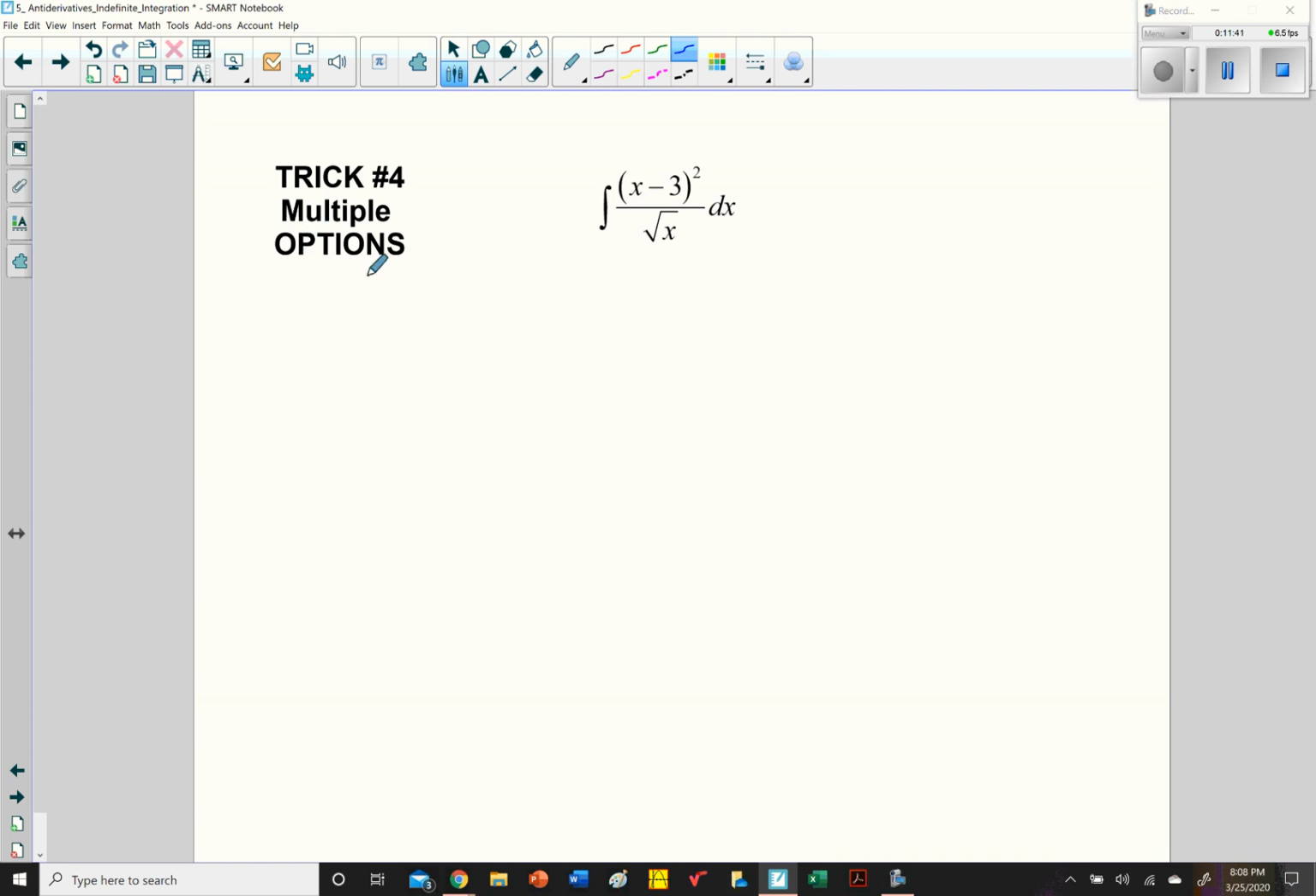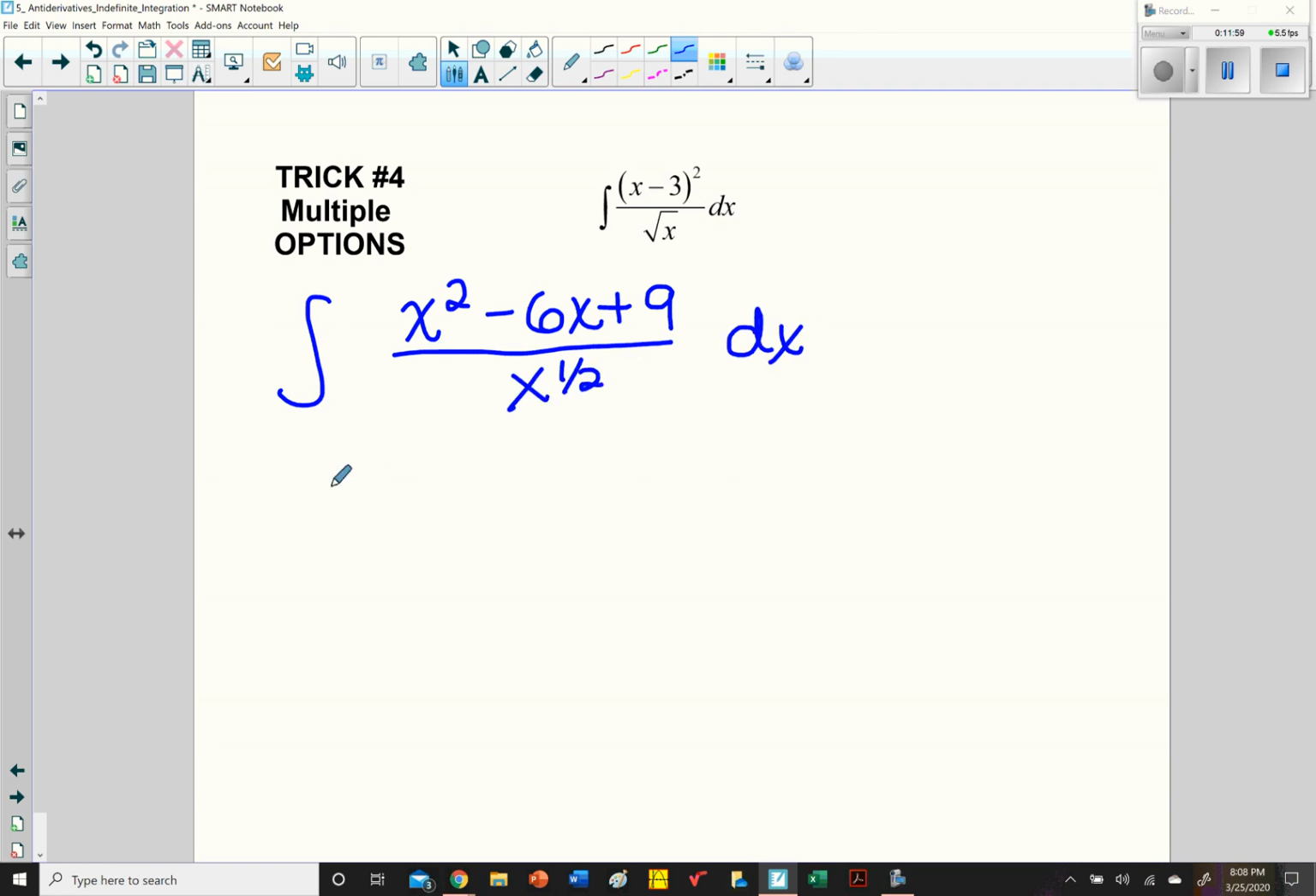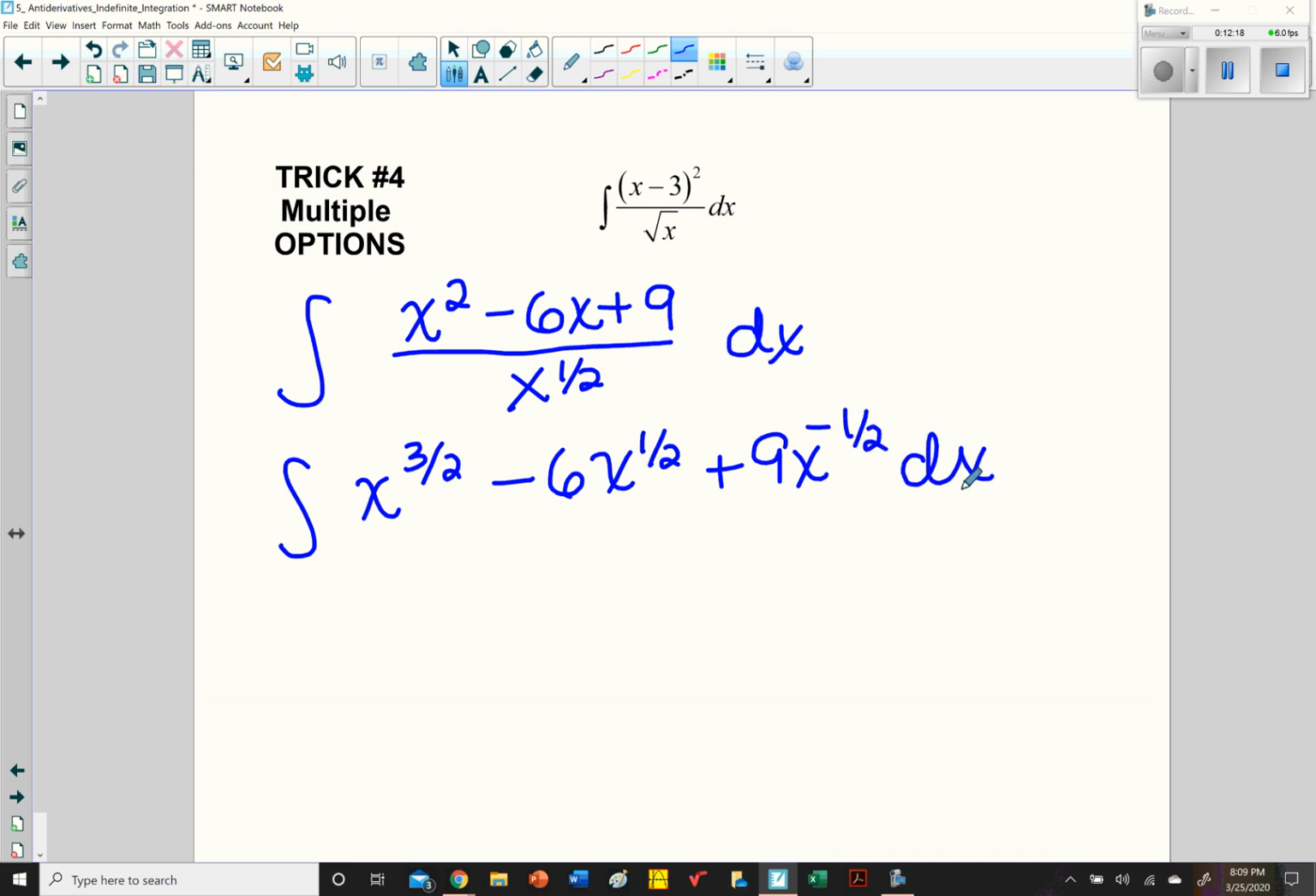Then our last trick is multiple options. So I'm going to expand the numerator binomial as x squared minus 6x plus 9. Rewrite the square root as x to the half power, and then separate each one of those fractions so that we have individual terms as x to the 3 halves, 6x to the positive 1/2, and 9x to the negative 1/2 with respect to x.